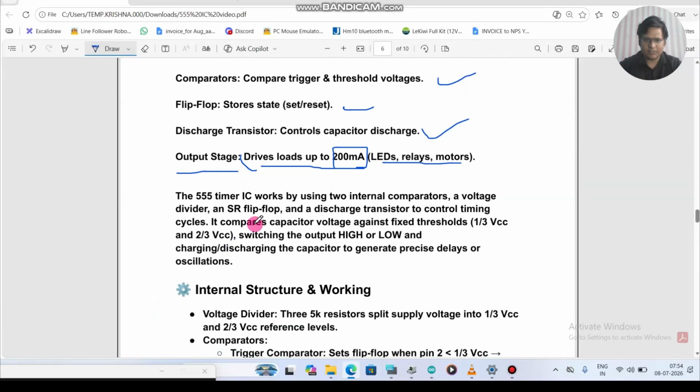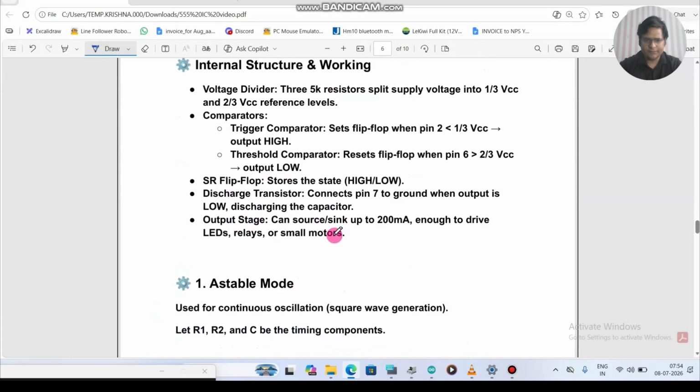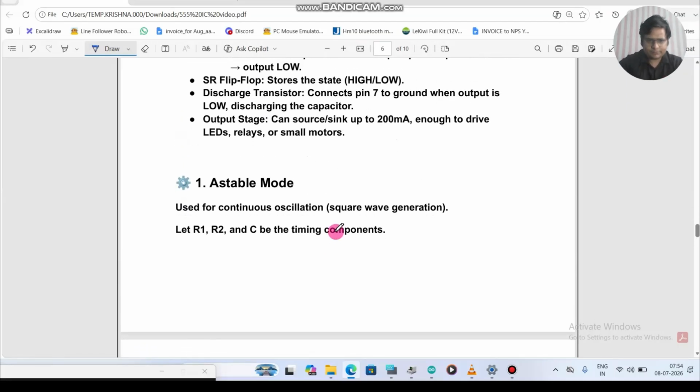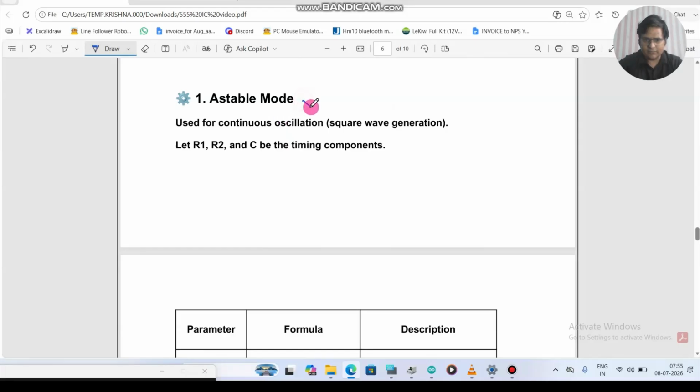The 555 timer IC works by using two internal comparators. Already I have explained these things. Going forward, now there are three modes, so we will talk about the modes. The first mode is Astable mode. For Astable, I'll give an example, let's assume an LED blinking, right?